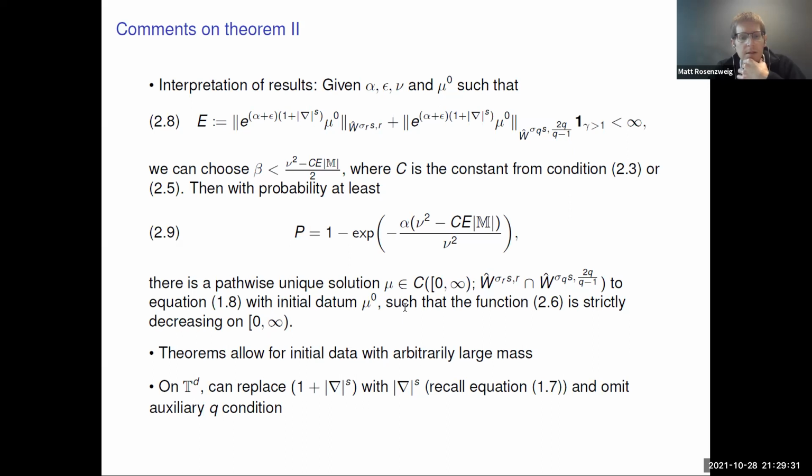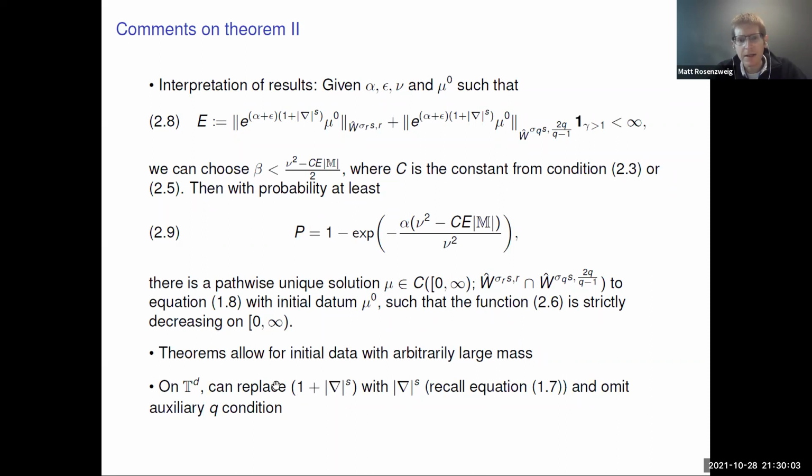The other remark is that these theorems allow for initial data with arbitrarily large mass. The reason I bring this up is because at the very beginning, when we were considering the PKS equation, we saw that there was a mass threshold in the deterministic case for when you have global existence versus finite time blow-up, a mass threshold relative to the size of diffusion. But with these theorems, we can allow for initial data with arbitrarily large mass. It's not too hard to produce examples showing that.